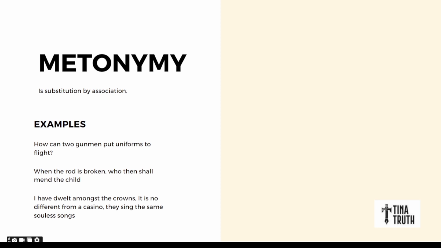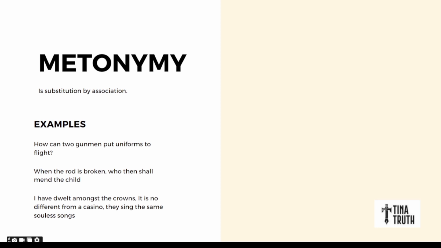It is no different from the casino. They sing the same soulless songs. I think here we have the metonymy in the first phrase. It says, I have dwelt amongst the crowns. The crowns here refers to kings, royalty. Do you understand? Like I said, substitution by association. You see why I love my definitions, right? I think they make sense.